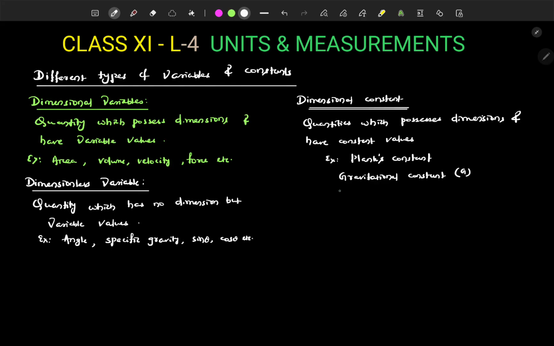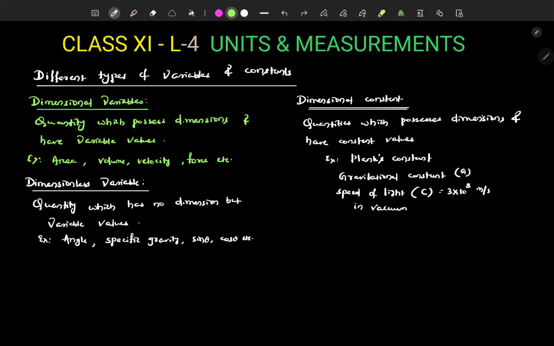And for example, you may consider the speed of light. That is denoted by capital C, whose value is 3 into 10 to the power 8 meter per second. So the dimension is L1 T minus 1 and it has a constant value. So speed of light in vacuum. You may consider this example. I hope it is clear.